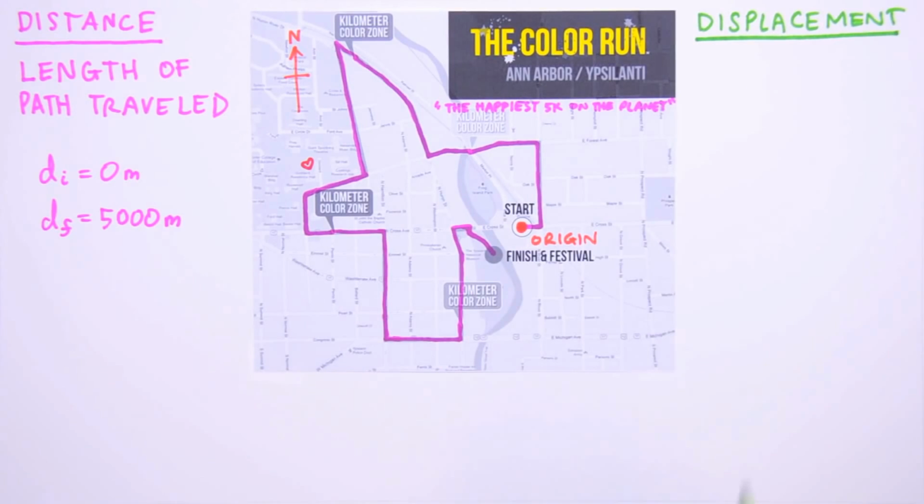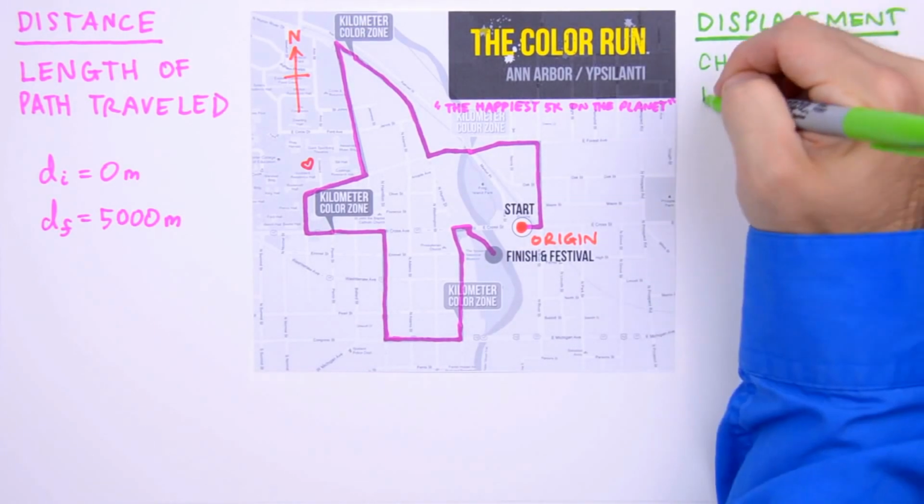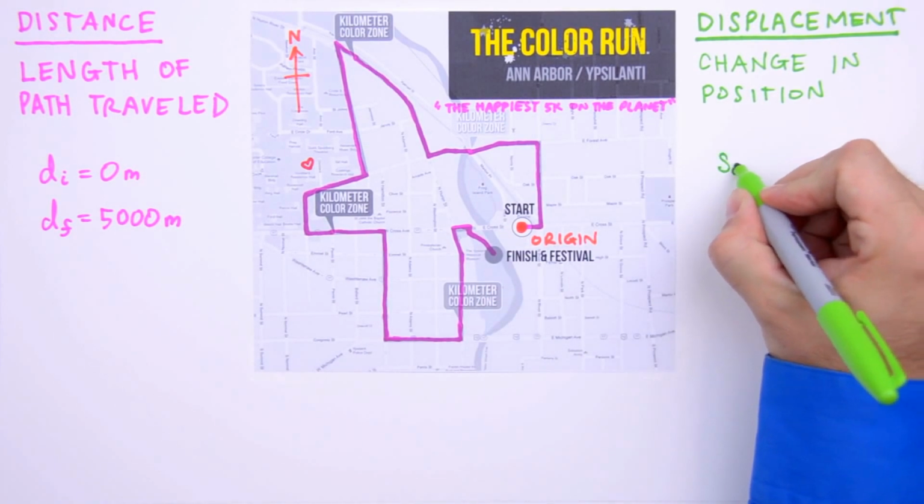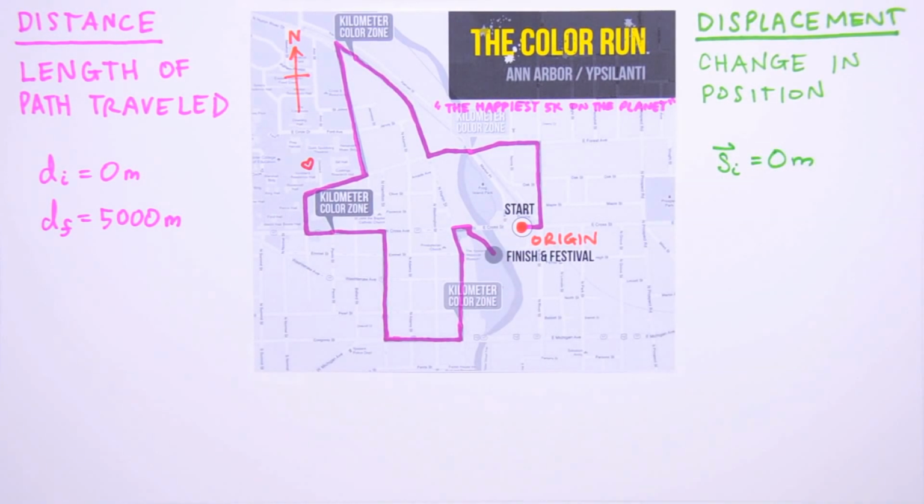Now let's look at displacement. Displacement is defined as a change in position. Change in position relative to what? Well, relative to our origin, of course. So what is the initial displacement? Again, because our initial position coincides with the origin, the initial displacement is 0. So S sub i equals 0 meters. Don't worry about that tiny arrow over the S. We'll get to that in just a moment.